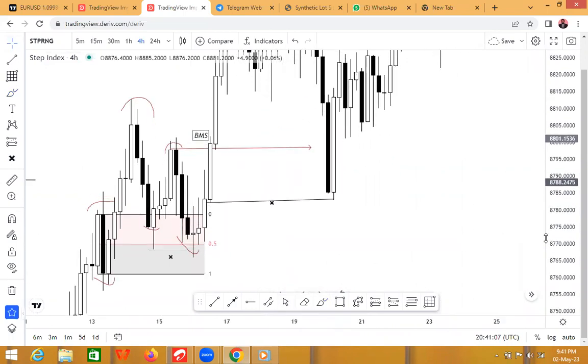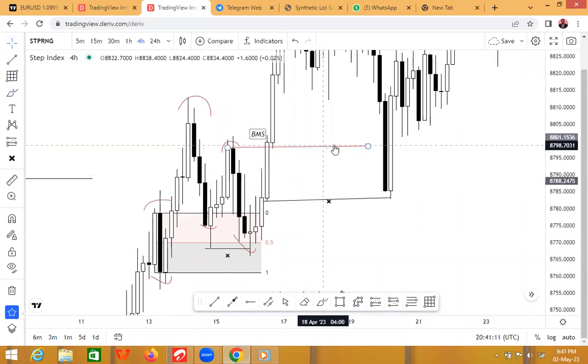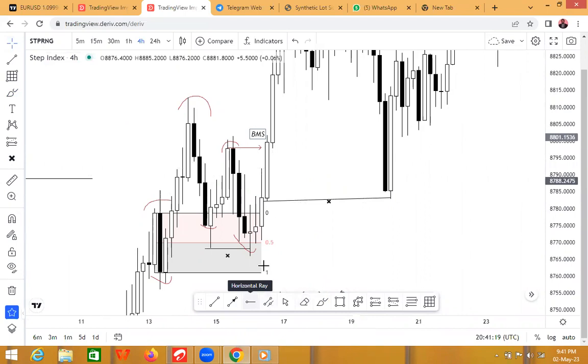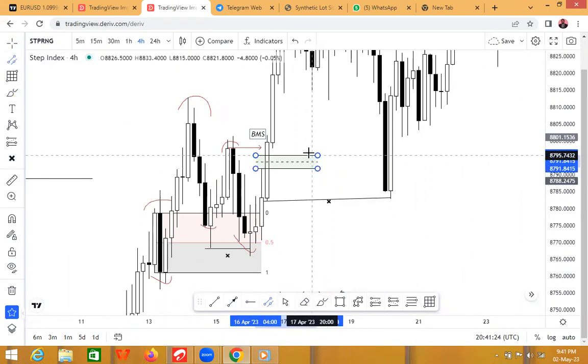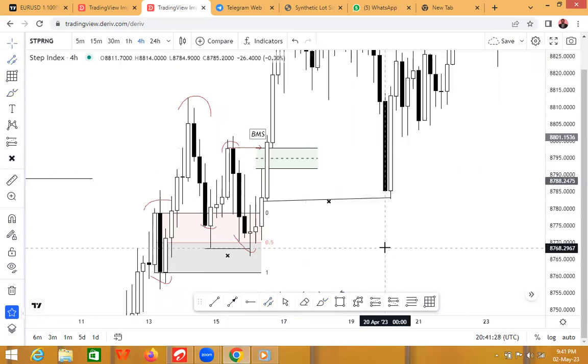Let me try to zoom it out. Look at this wick and this wick, they are not touching each other. Look at that wick and this wick. See that imbalance? So I'm expecting that price will definitely come back to close it. And that was what price did.